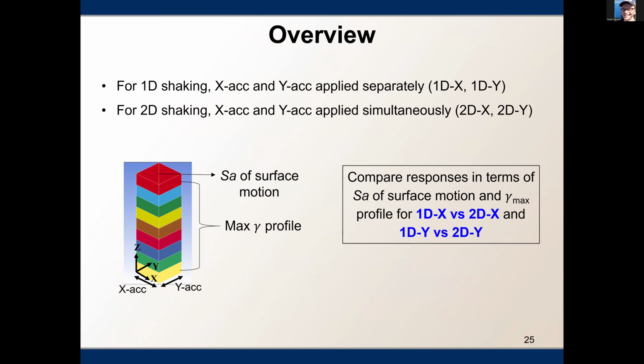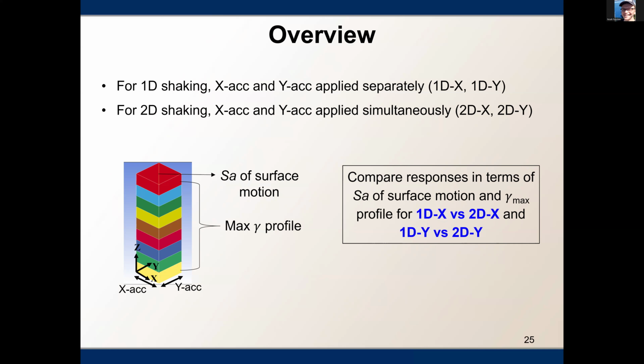So before that, I'll just present a brief overview about how I'm going to present the results. For 1D shaping, we have an X direction and Y direction shaping that is applied separately, so you'll have a response 1dx and 1dy. Whereas for 2D shaping, the X and Y are applied simultaneously, and we have a response 2dx and 2dy.